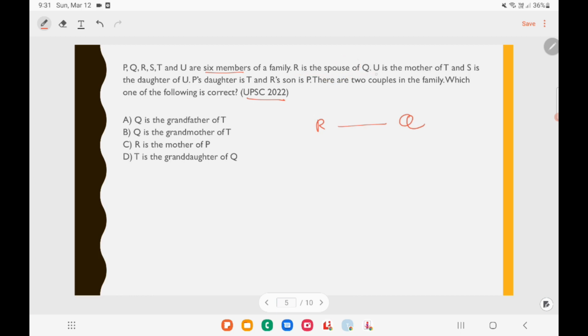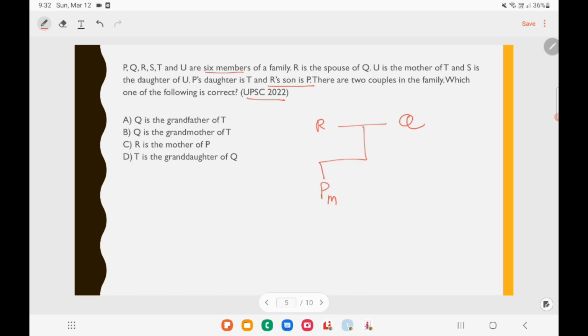Now the second statement says that U is the mother of T. But here we haven't drawn U or T. So what you need to understand is that while drawing the family tree, just take the statements where there is a member who has already been drawn by you. So if you see this last statement, it says that our son is P. We have already drawn R, right? So we can use this statement. So P is our son.